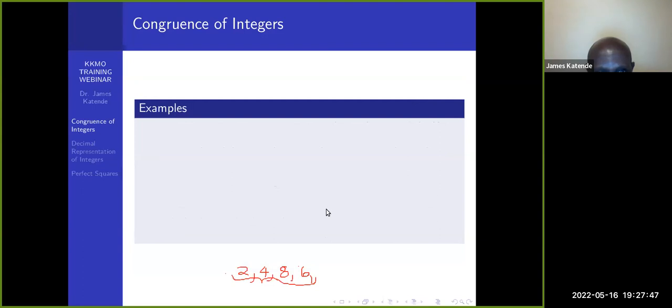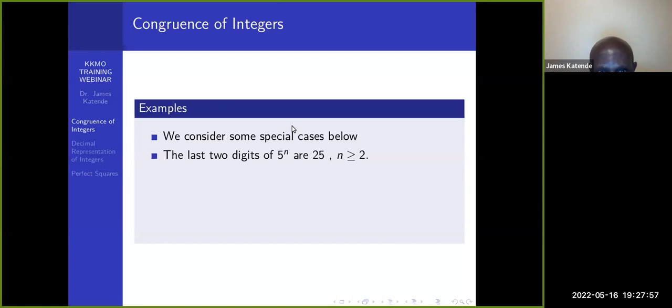So here's an example. I think that would be more interesting than the theory. Here we consider some special cases. Here we just look for the last two digits of any power of 5, a power greater than 2. And the last 2 digits will always be 25.